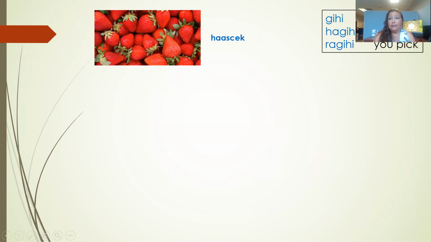All right, I don't know if you're able to see my little cheater up in the corner here. We've got gihi, hagihi, ragihi, and that's for each person picking. So let's talk about picking some strawberries.